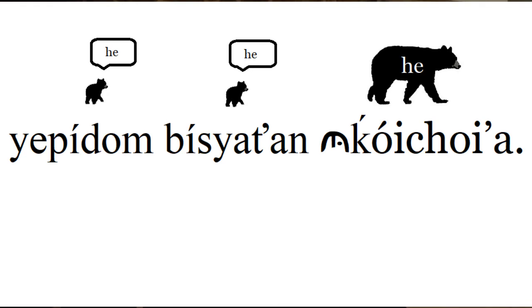The mama bear clause is akoichoya, he left. Then we have two dependent clauses, bear cubs, one ending in dom, and one ending in yatan. These all have the same subject as the mama bear clause, he. See if you can understand what Mame Gallagher is saying here.